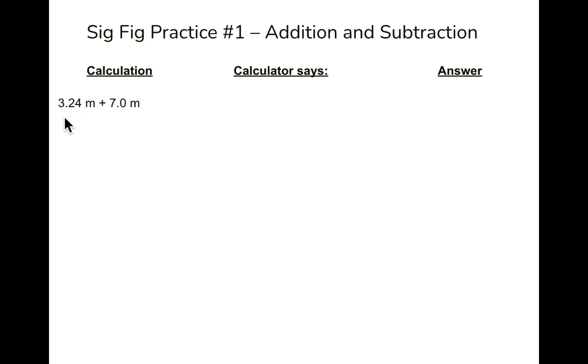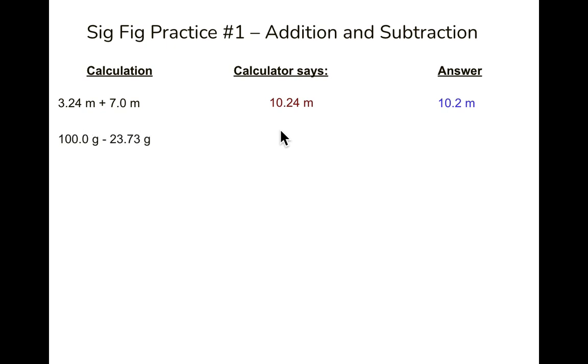So if you were to measure two lengths and want to add them together, 3.24 plus 7.0, your calculator would say this. But you have to look and decide that the least decimal place here is the tenths place. So I'm going to have to round this answer to the tenths place. Since this is a 4, I just drop it. And that would be 10.2 meters.